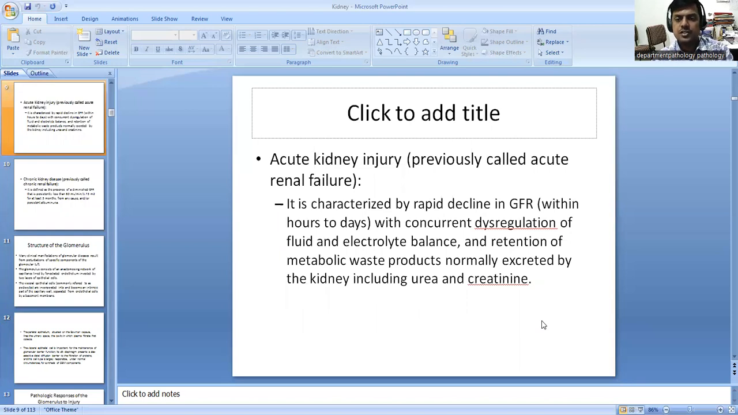Acute kidney injury. This term was previously called acute renal failure. Acute kidney injury is characterized by rapid decline in glomerular filtration rate within hours to days with concurrent dysregulation of fluid and electrolyte balance and retention of metabolic waste products normally excreted by the kidney, including urea and creatinine.